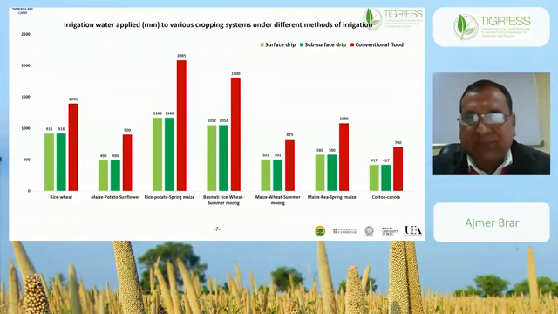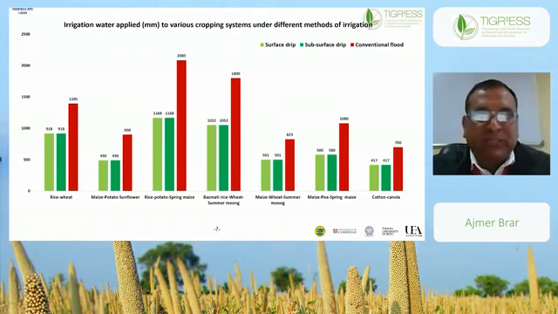Second is maize, wheat, summer moong, or maize, peas, spring maize, or maize, potato, sunflower.